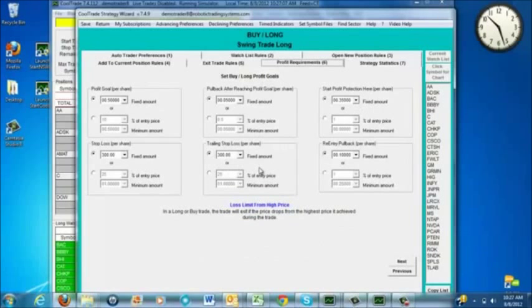We have stop losses here. If you want to use those features, they're available. And then we have a re-entry pullback of 10 cents. So after we close out a profitable position, we're going to wait for a pullback before we consider opening another position. I hope this is helpful.